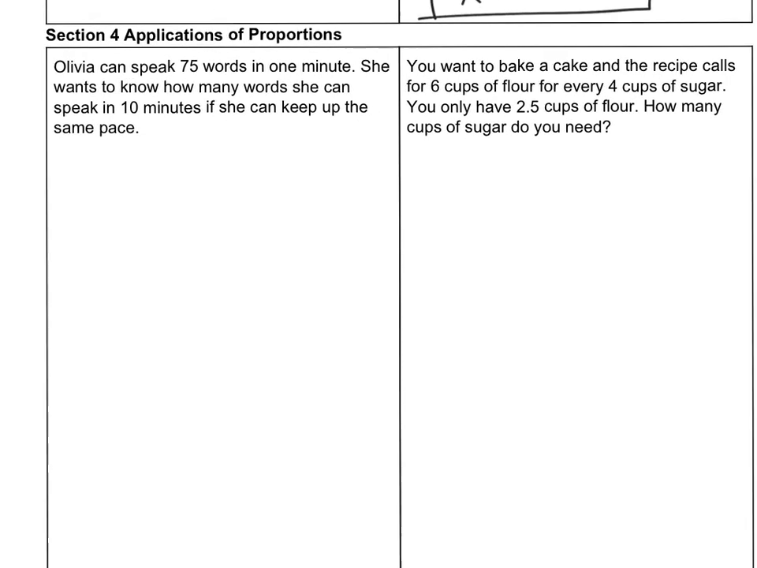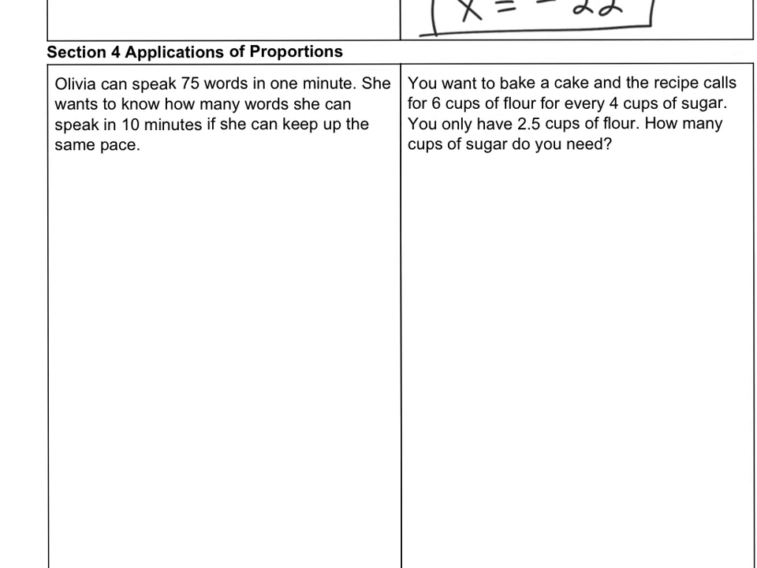So lastly, we talked about word problems containing proportions. So we have Olivia can speak 75 words in 1 minute. She wants to know how many words she can speak in 10 minutes if she can keep up the same pace. So we have 75 words in 1 minute. Okay, I'm going to set that equal. Now we want to know how many words she can speak in 10 minutes. So we don't know x.